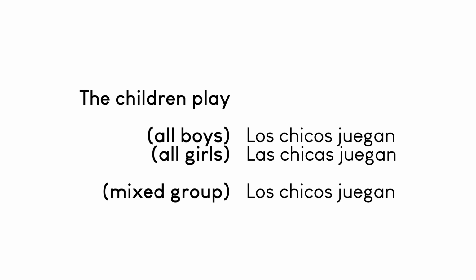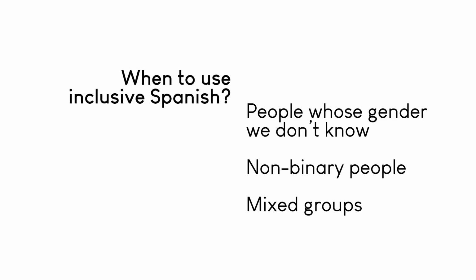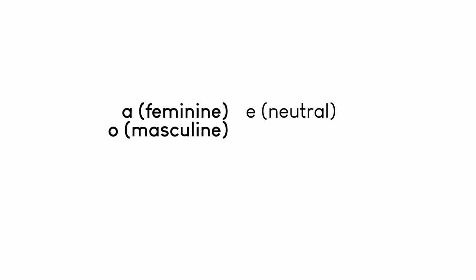For some people, this is unfair to women, and not to mention non-binary people who are not even on the map. Inclusive Spanish is used to avoid all this. But how do we use it? As we said before, it can be used when we don't want to assume the gender of a person, when the person is non-binary, or for mixed groups. And since feminine gender in Spanish is usually marked with the letter A, and masculine gender with the letter O, the neutral inclusive alternative normally uses the letter E.